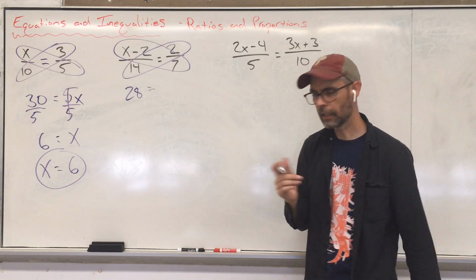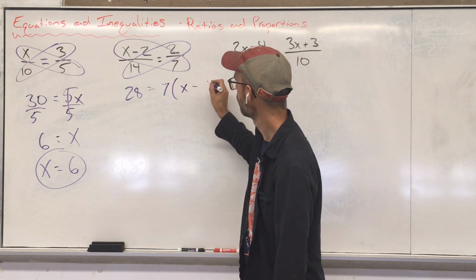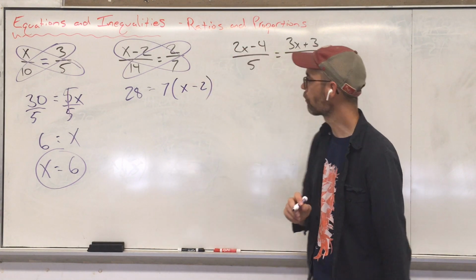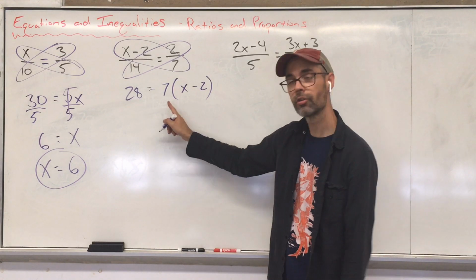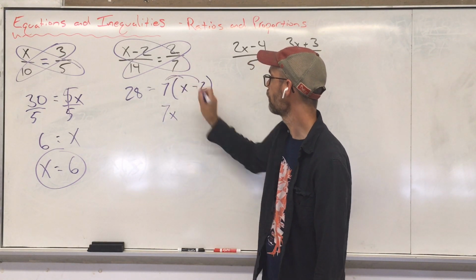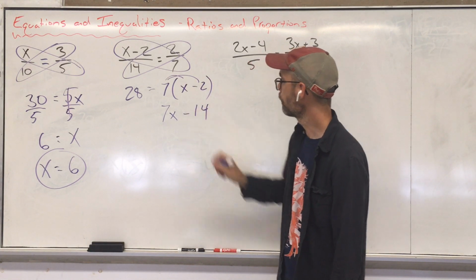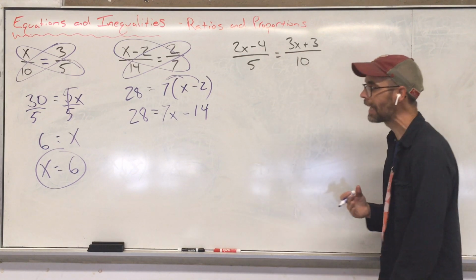So what that really is looking like is this. I'm taking that 7 and I'm multiplying by that group x minus 2. What I really need to do here is just distribute. 7 times x, 7x, 7 and negative 2, negative 14. And now I'm left with an equation that I can do.